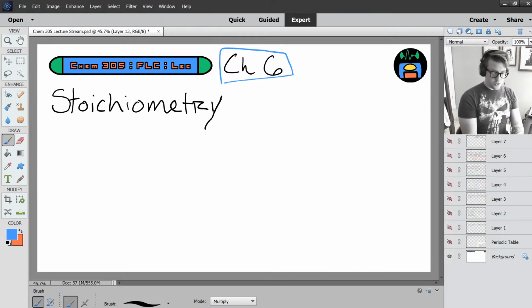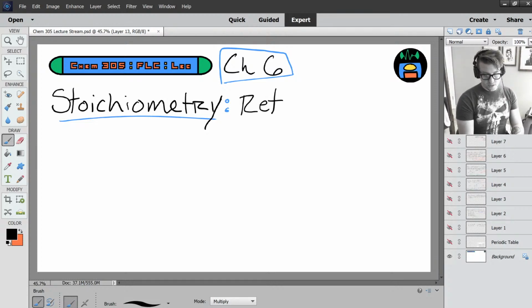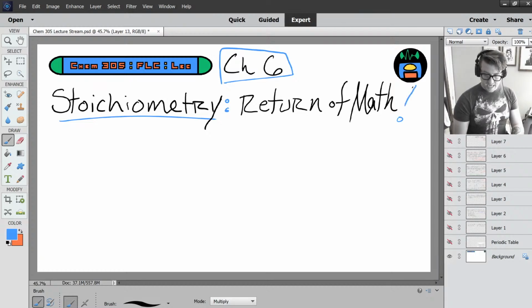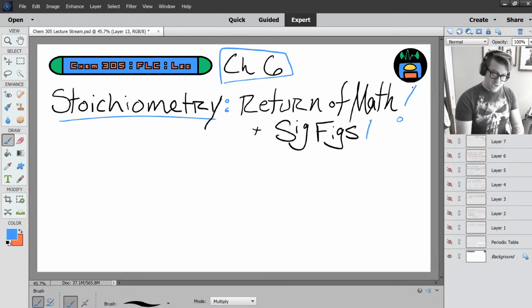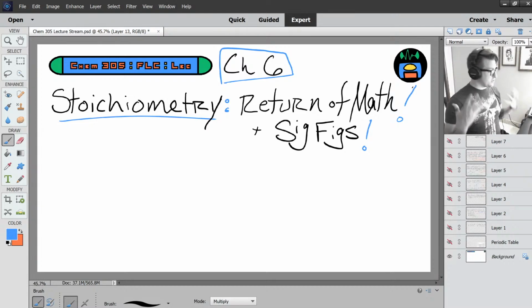All right, stoichiometry. In this chapter, we see the return of math with its trusty sidekick, sig figs. And both of these topics are angry for being left out of the discourse for so long. They're going to come back with a vengeance.